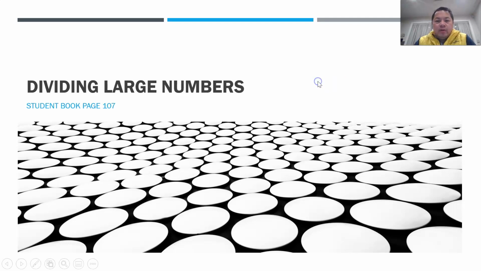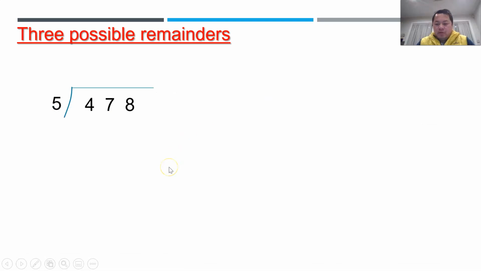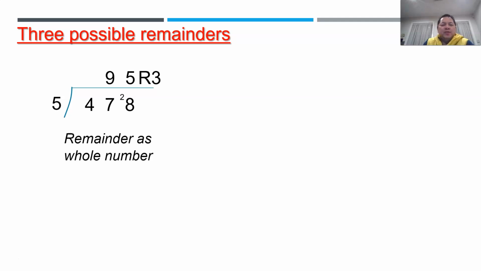Before we do that, I want to remind you, whenever you have division between two numbers and they have remainders, there are three different ways that you can present your remainders. The first possible way is, of course, putting the remainder as a whole number. Whatever is left over, you put an R there, remainder 3. So, remainder as a whole number. Bear in mind this is not an exact answer.